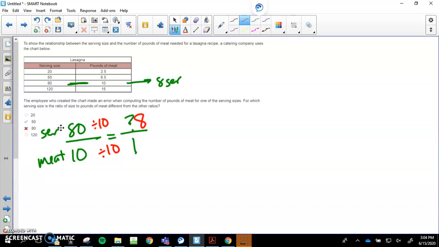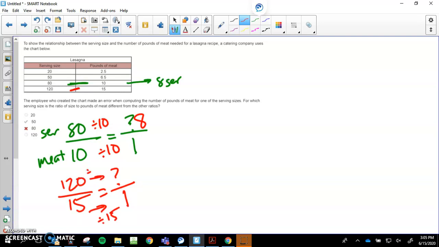I'll do that one in red. Let's do 120 servings for 15 pounds. So 120 servings for 15 pounds. So 1 pound is how much? It's kind of like a proportion. Well, to go from 15 to 1, I have to divide by 15.